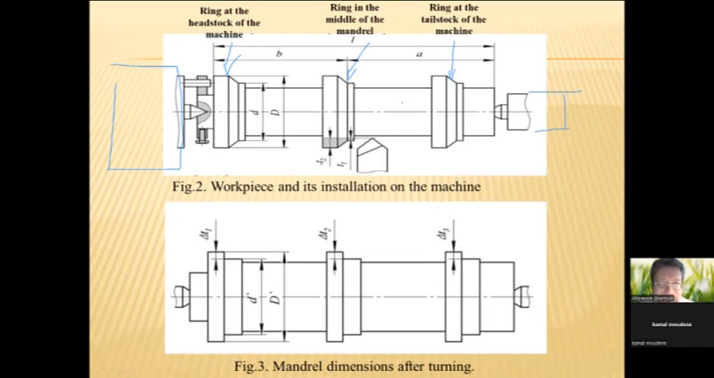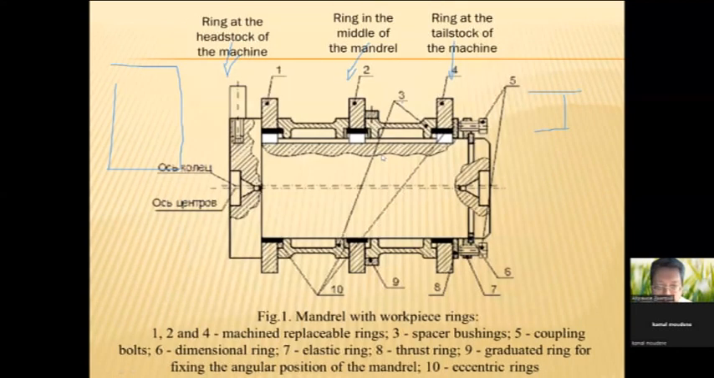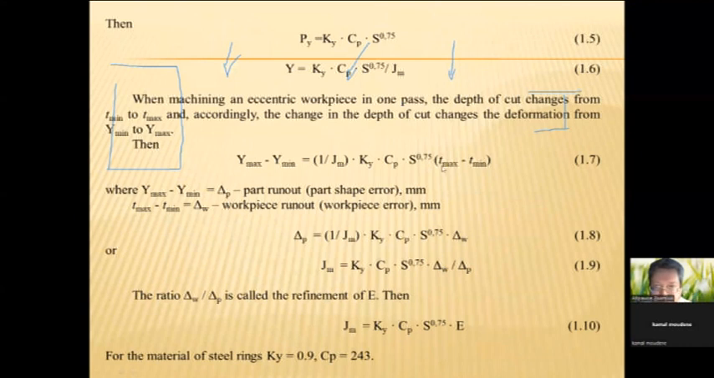You can see in this figure T suffix 1 and T suffix 2. It's T maximum and T minimum. It's the depth of cut.